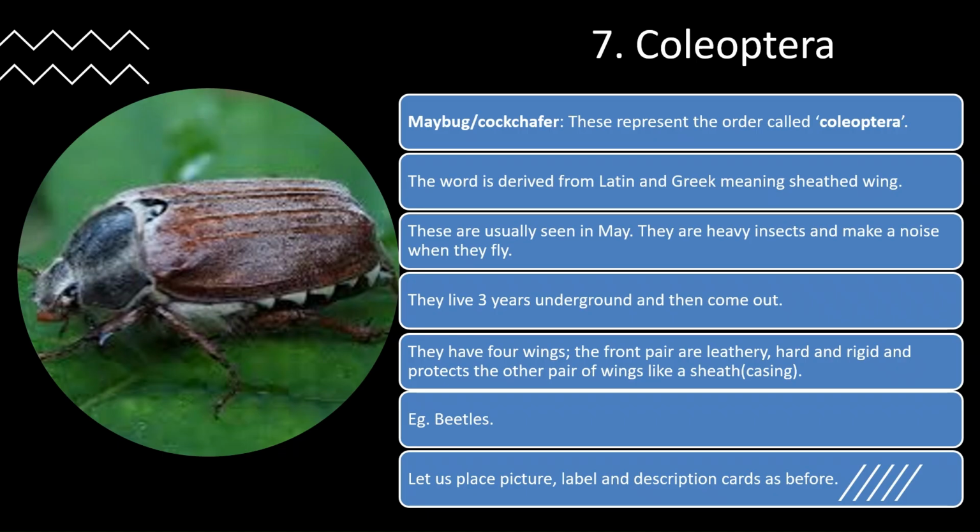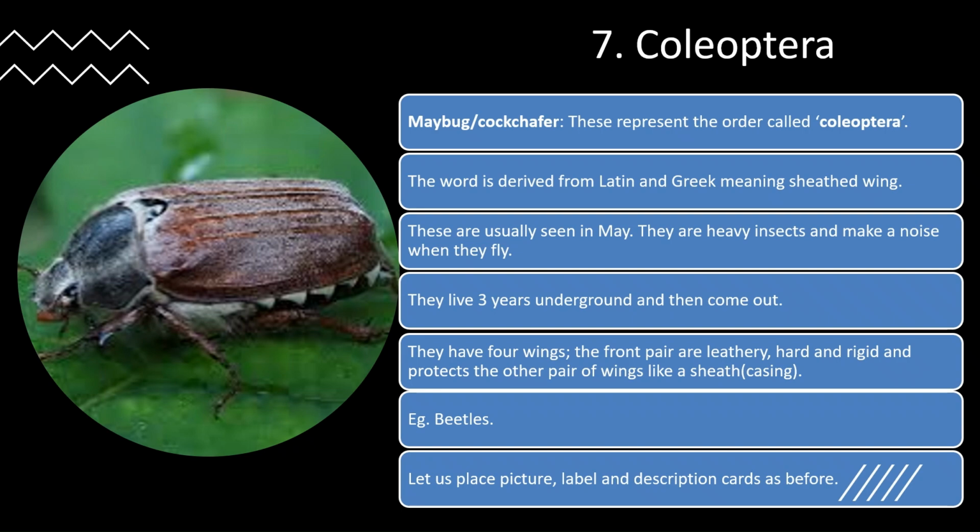Coleoptera, maybug, and cockchafer. These represent the order called Coleoptera. The word is derived from Latin and Greek meaning sheathed wing. These are usually seen in May. They are heavy insects and make a noise when they fly. They live 3 years underground and then come out.